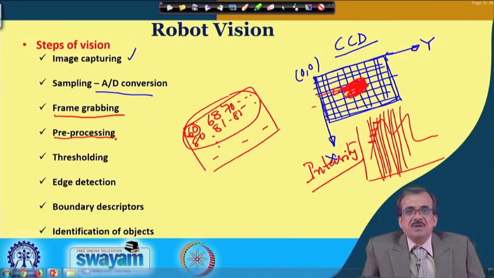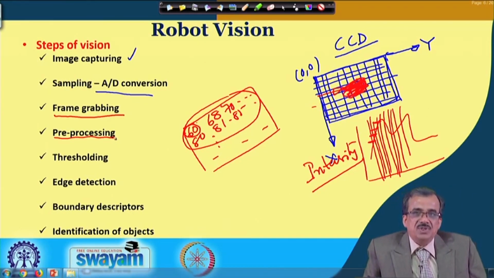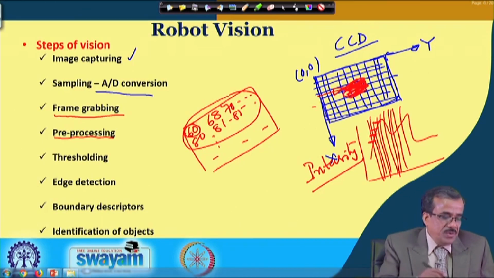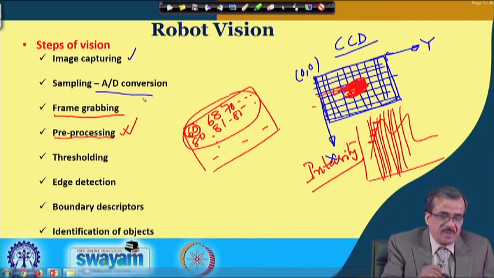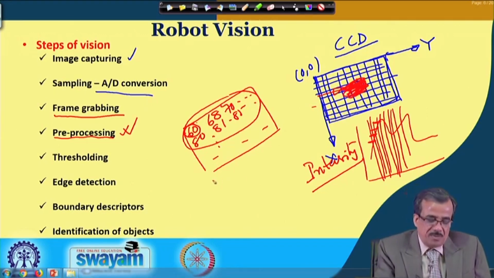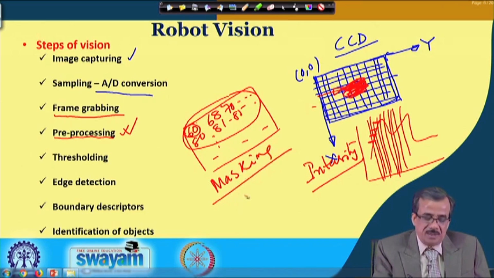As I told several times, this collected image, or the collected light intensity values, will have some imprecision, there will be a lot of errors, and there could be a lot of noise. We want to remove these errors or the noise, and that is why we take the help of pre-processing. There are many standard methods of pre-processing: one is called the masking operation, then we have neighborhood averaging, then median filtering we can use.